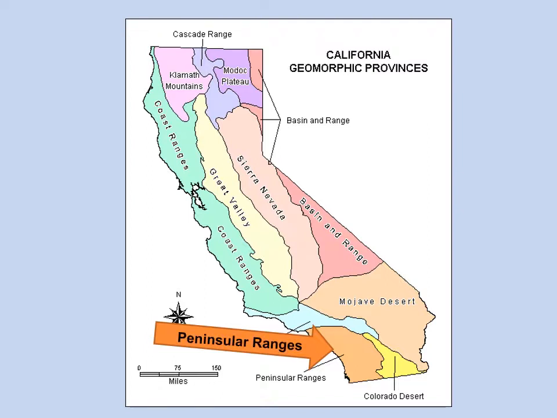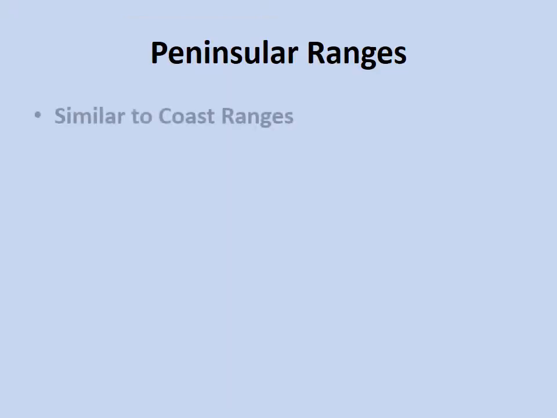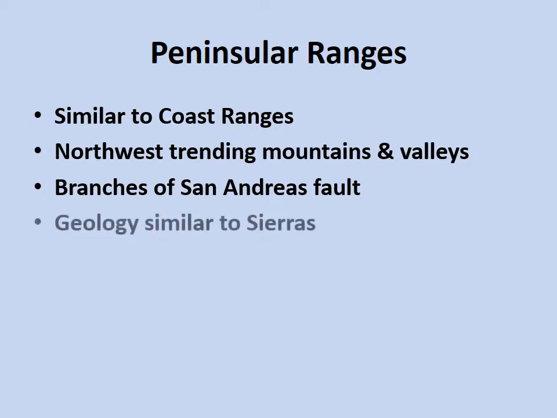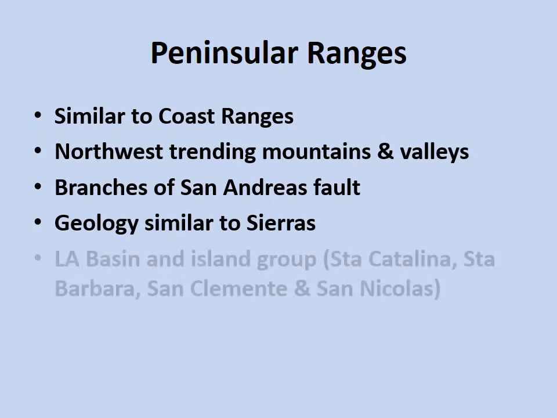Then we head to the very southwestern corner of California, where we have peninsular ranges, similar to our north and south coast range. Mountains going kind of northwest in direction, along with some valleys parallel to the peninsular ranges. Also, again, areas where the San Andreas Fault continues on. Somewhat similar geology to the Sierras as well, again created by that uplifting and so forth.